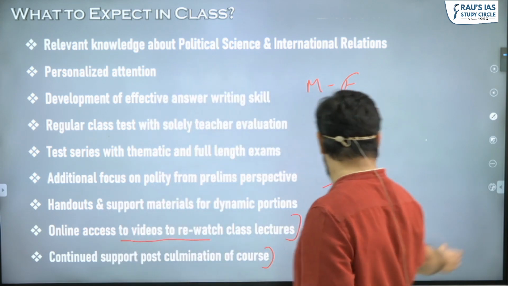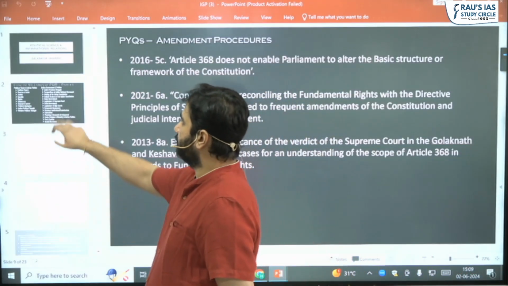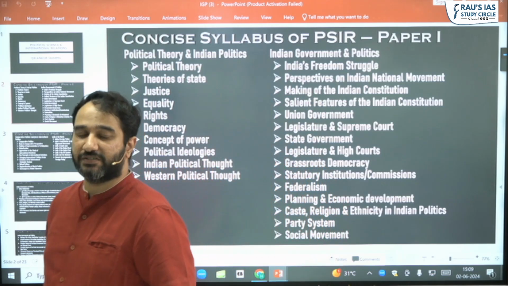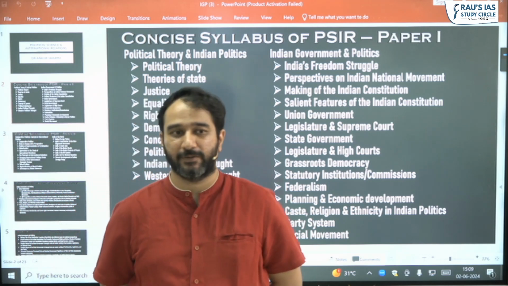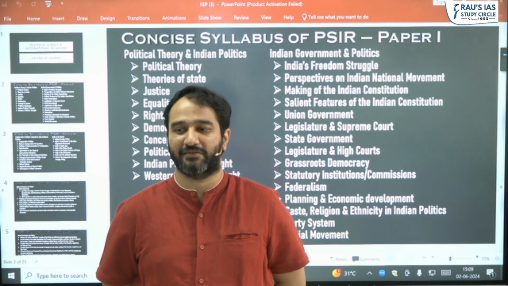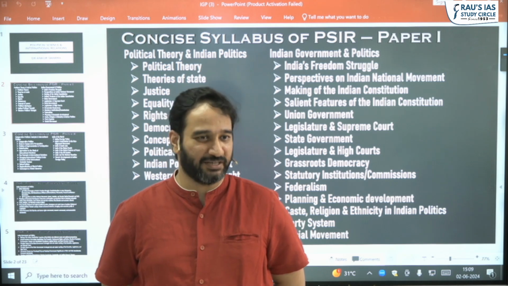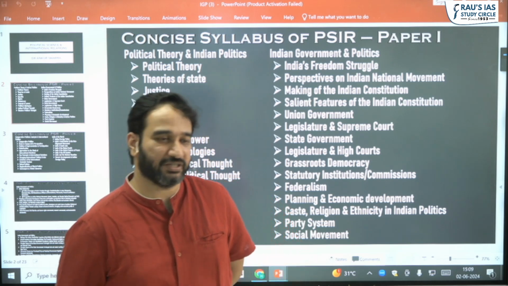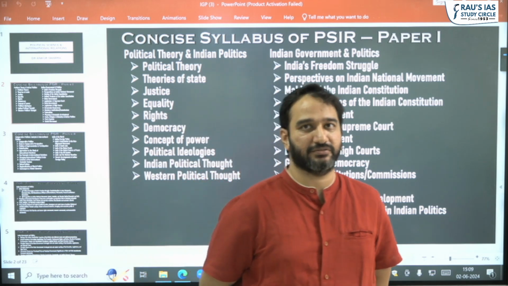If you see the syllabus, the first part of your syllabus is political theory, so we're going to start classes with political theory itself. And it starts with the first question: what is theory? If you're from an engineering background or from management or from social science, everyone has studied theory. But what is the use of it, and why do we study it? Those ideas you'll get from PSIR. Why is it relevant to study theories?